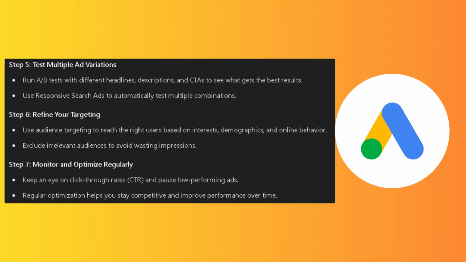Test multiple ad variations. Run A/B tests with different headlines, descriptions and CTAs to see what gets the best results. Use responsive search ads to automatically test multiple combinations.